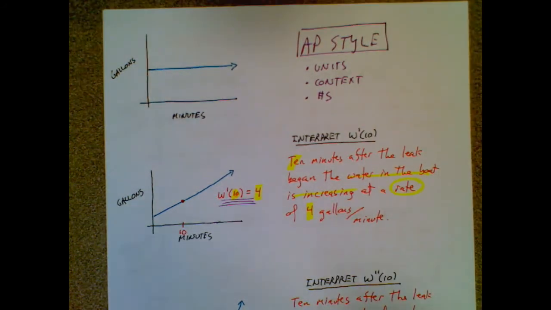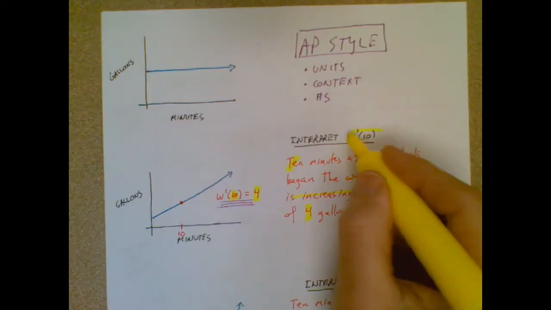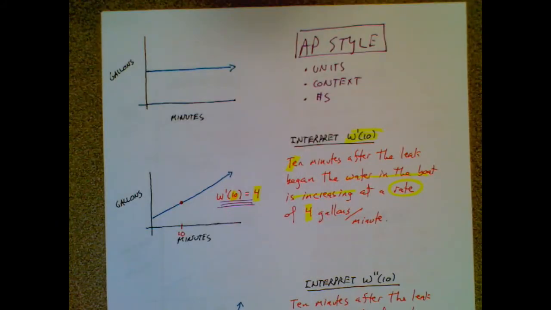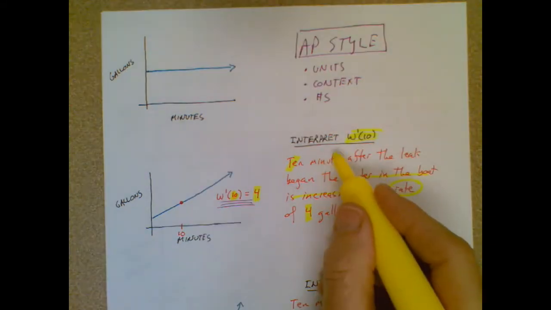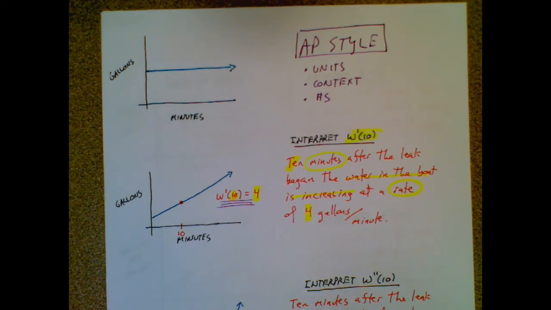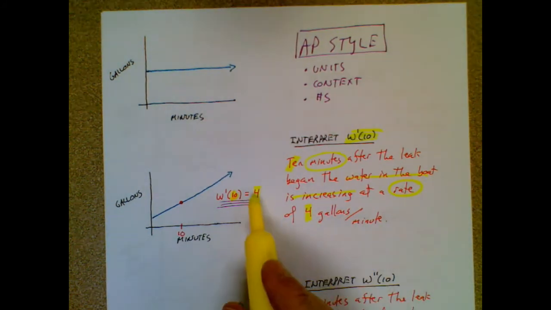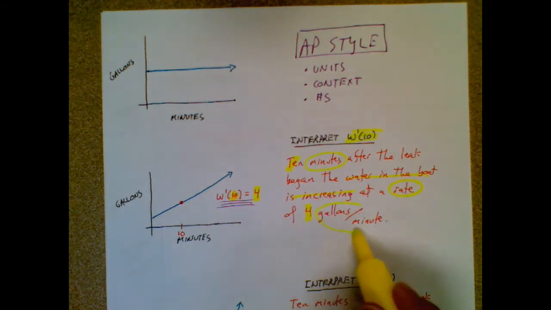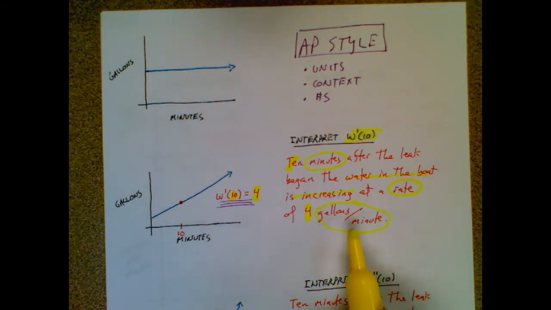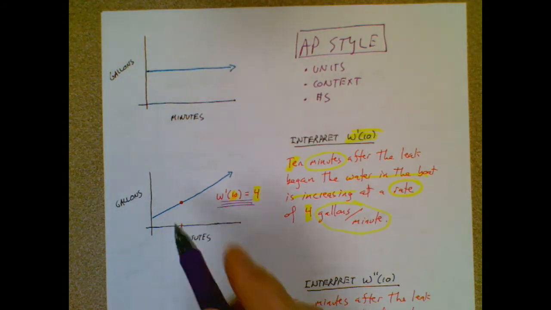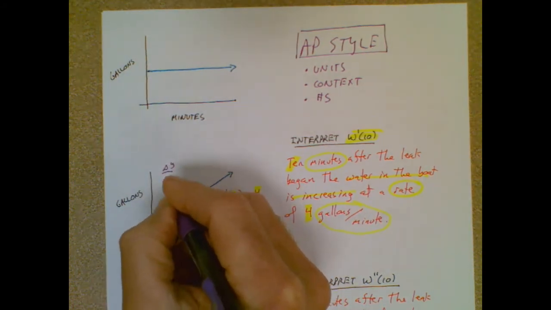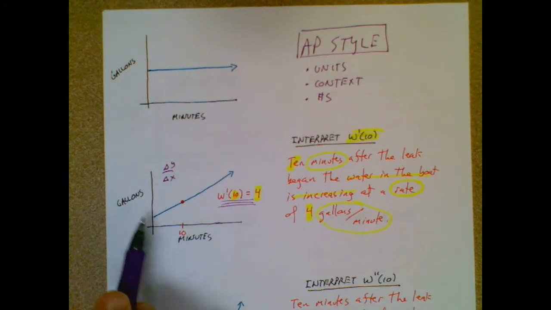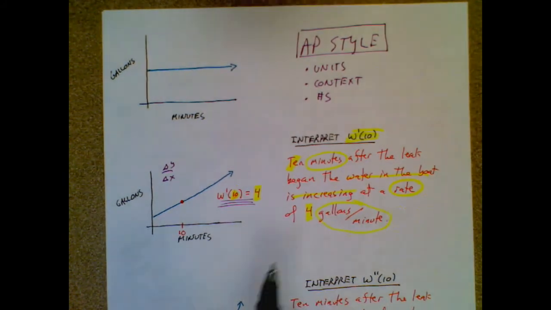It's very good to use the word rate because we're interpreting a derivative, and a derivative is a rate of change, and they always want units. So I need to say 10 minutes. Minutes are a unit. And then how are we measuring this 4? This 4 represents gallons per minute. You know that either from the context of the situation, or you might know it because this is a derivative. Derivative is slope. Slope is change in y over change in x, and the y units and the x units.